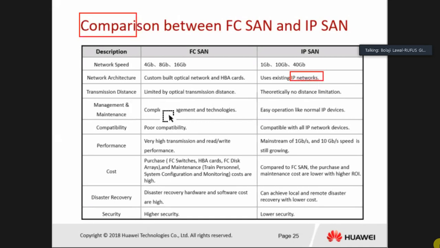Transmission distance. So you all can see it. I believe you all have already seen this screen. So let's move on so that we don't spend much time.